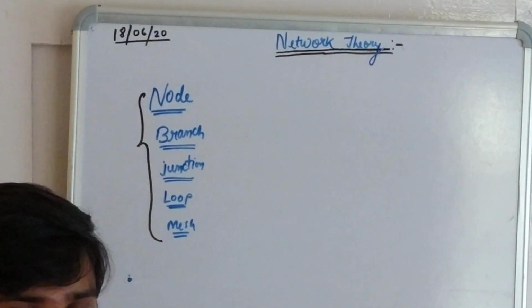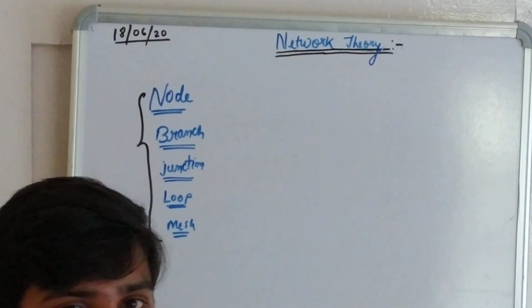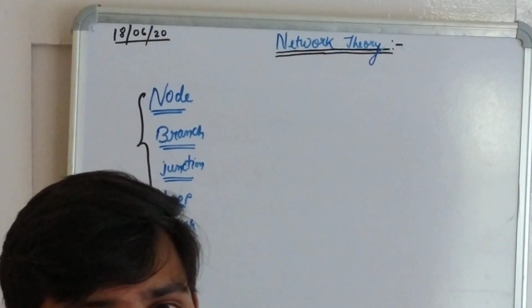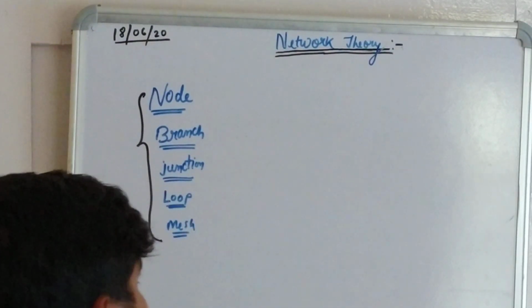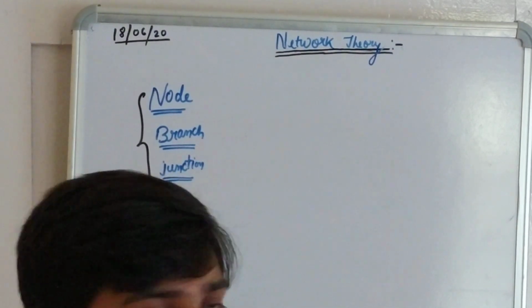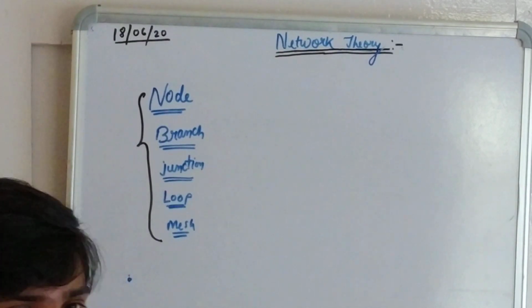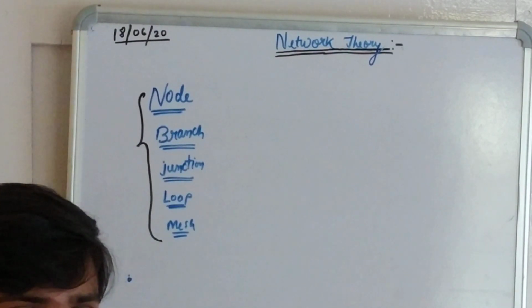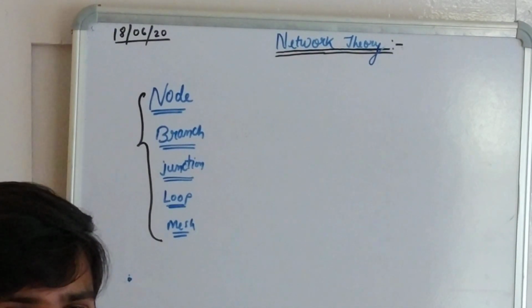Every element, be it a resistor, capacitor, anything, battery, source, every element can be treated as a branch. Now what is a node? Node is a meeting point of two or more branches.